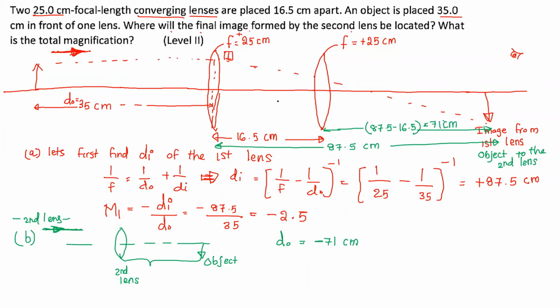My suggestion is first draw this big diagram, and once you mark this, it might be very confusing. So then draw another tiny diagram for the second lens. Then you can see things very clearly. So this is a virtual object for this lens. So D naught is negative 71. We know f is positive 25. They have given it in the question. So we can find di for this. Can you find di and tell me what you get?